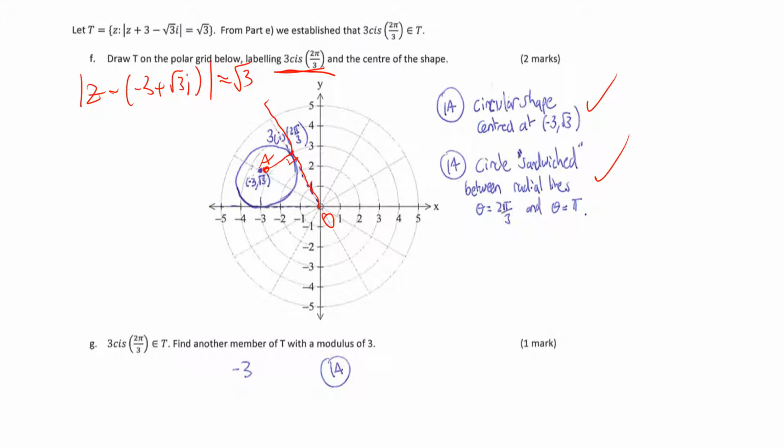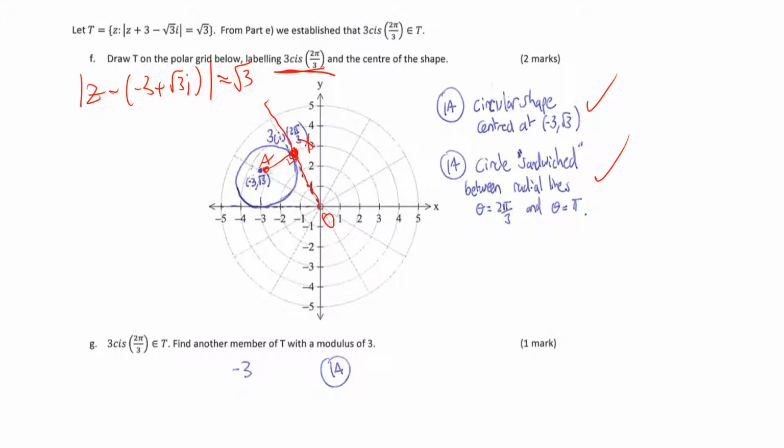Now, because that's a point on the circle, and because the line from the origin to that point runs perpendicular to the line from the center of the circle to that point, it must mean that the point is on the tangent line. It runs along the radial line 2 pi on 3, so it must be on the tangent line. So let's just call that point X.